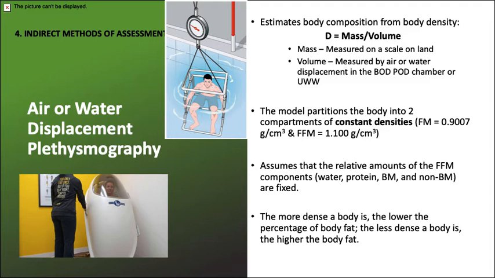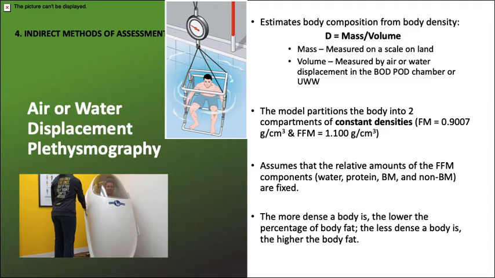And the model partitions the body into only two compartments of constant densities. So it assumes that your fat mass and your fat-free mass have constant densities across all compartments of your body. So it's, if you think about it, very simplistic. We're splitting your body into two compartments. Okay, fat mass and fat-free mass. So where does organ mass lie? Where does water content? All of this stuff has to be in one of those two compartments.